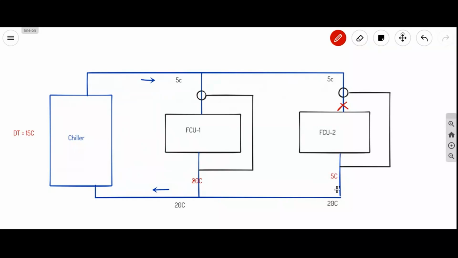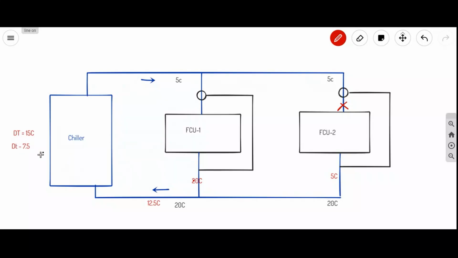Now this 5 degrees centigrade water comes and mixes with the 20 degrees centigrade water. So the temperature of the water is going to decrease right here. The equilibrium temperature may be around 12.5 degrees centigrade. Now 12.5 should become 5 degrees centigrade, therefore the delta T is 7.5 degrees centigrade.